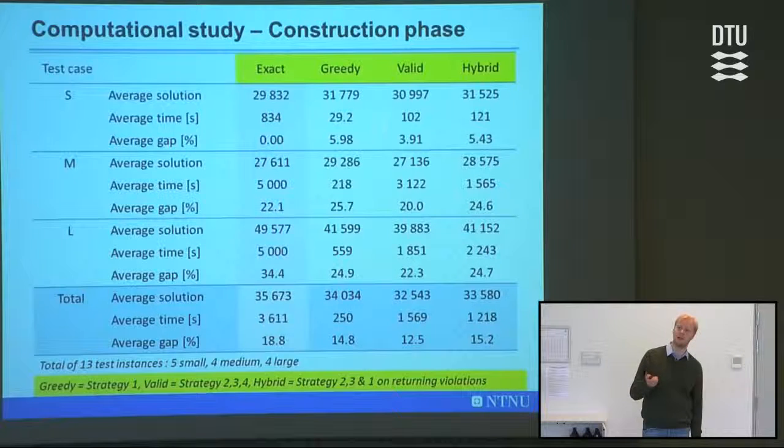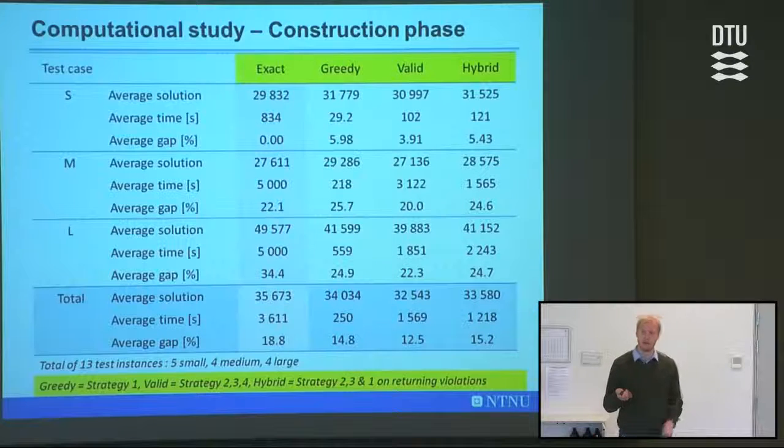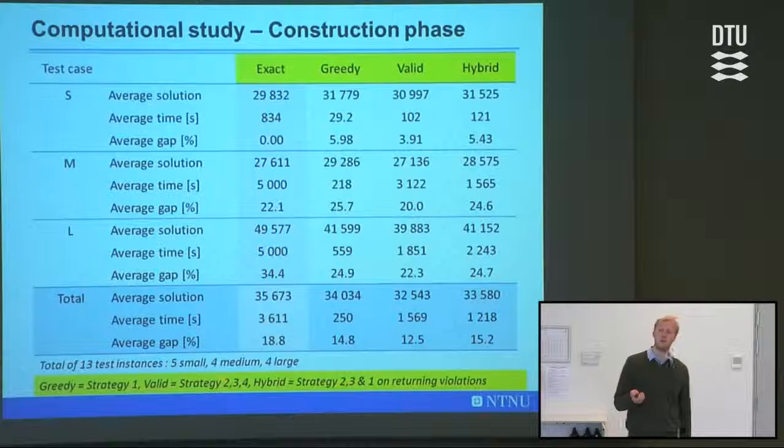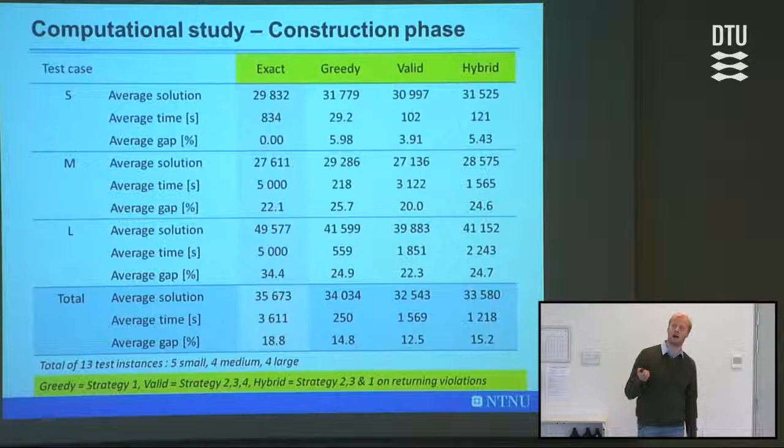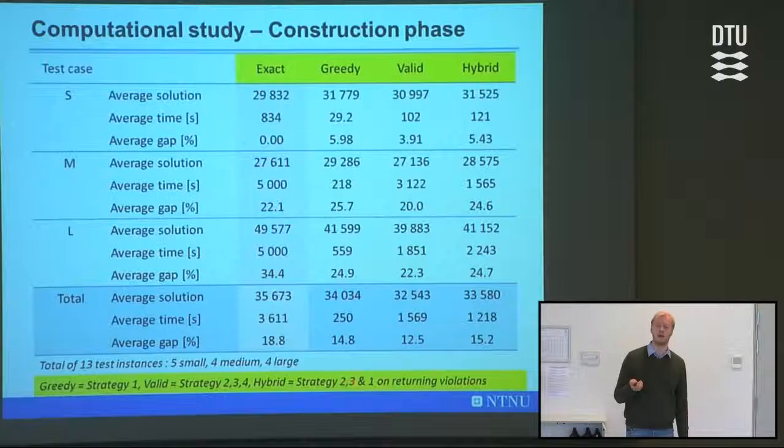We have used different strategies. So in the greedy, we only use strategy 1, that is enforcing arcs. In valid, we use the milder ones, 2, 3, and 4. And in hybrid, we use 2 and 3, and if that doesn't work, we go to the greedy one.